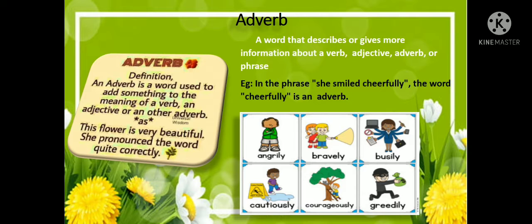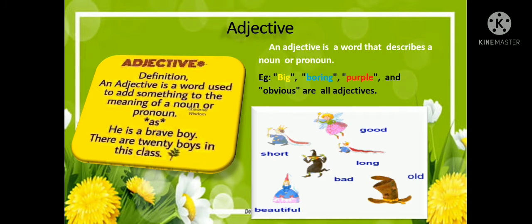So how did he dance here? We ask the question. He danced. How did he dance? He danced well. So Vijay danced well. Well is an adverb. And next one, adjective.